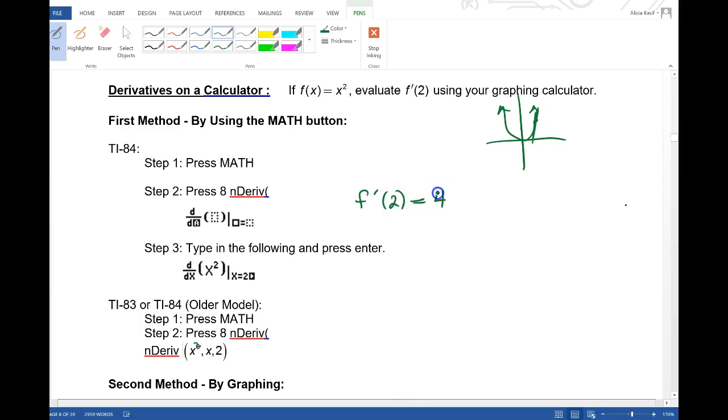So if we look at the graph, we can kind of picture that it looks like a slope of 4, approximately. And if you have the older model, you have to just type in comma x, comma 2.